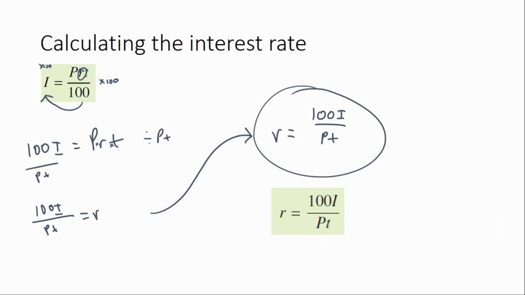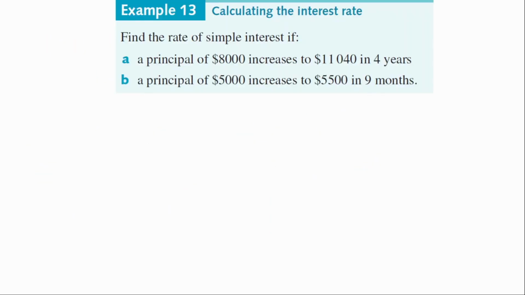Now let's have a go at using that formula with this example problem. Find the rate of simple interest if a principal of $8,000 increases to $11,040 in 4 years. Once again, there's the formula on the top right. To use it, we need to know what I is, what P is, and what T is. We don't do anything to the 100. Our principal is $8,000, so I'm going to write 8,000 instead of P.